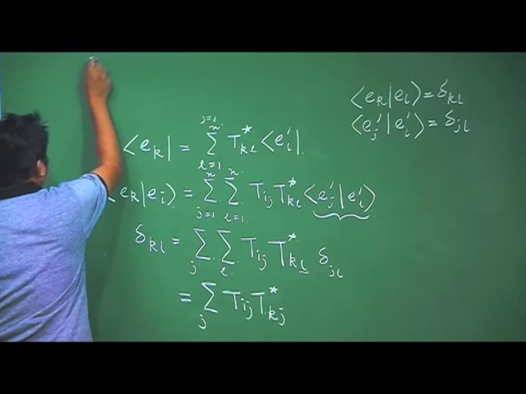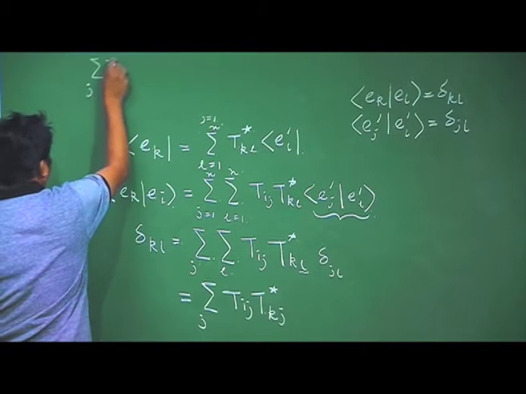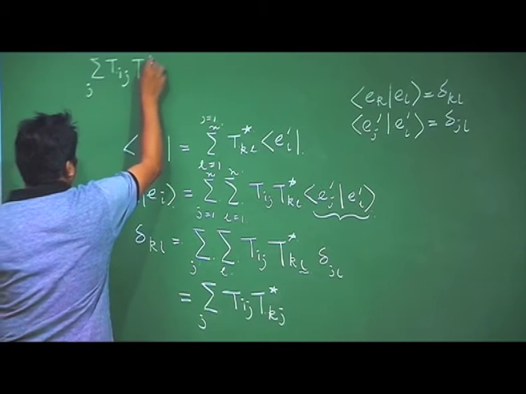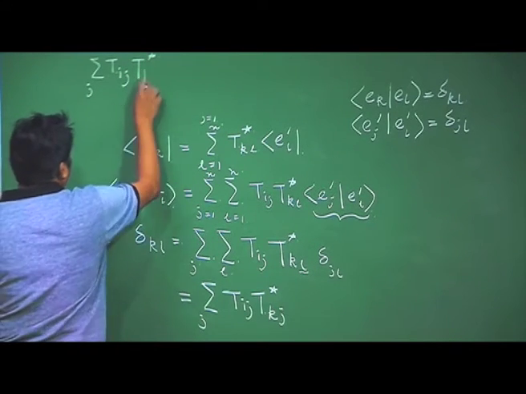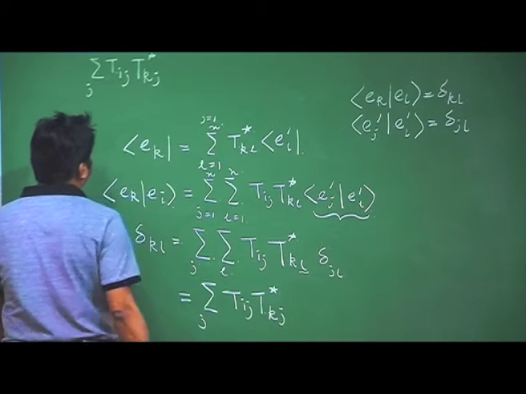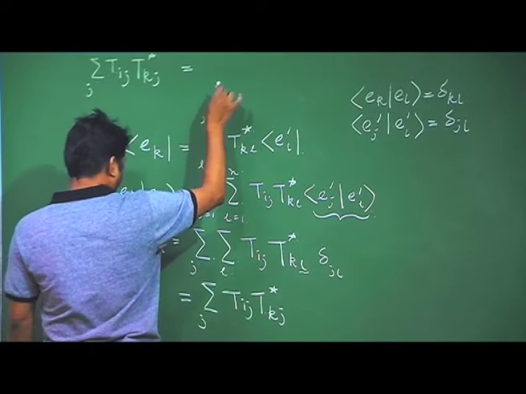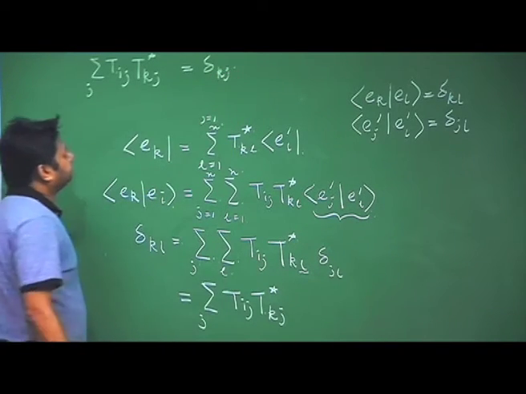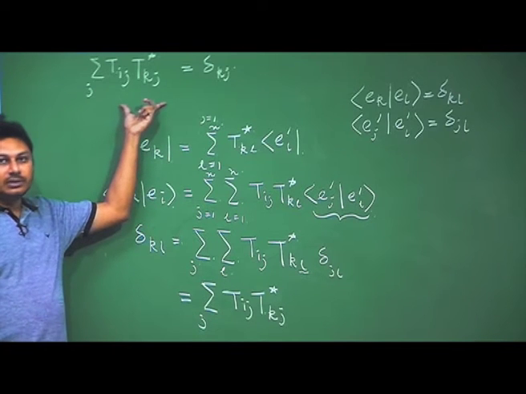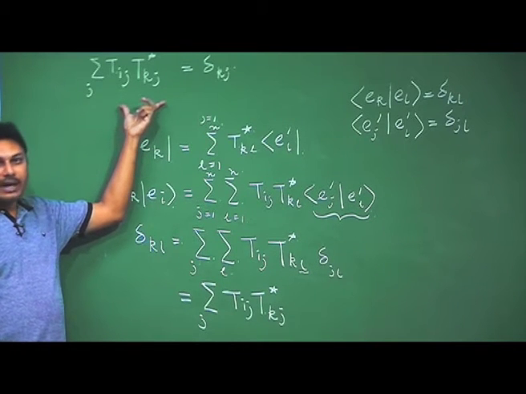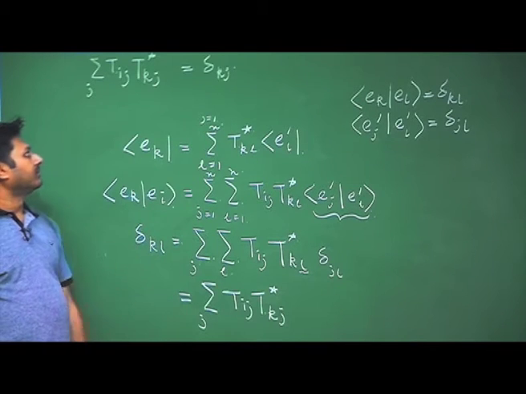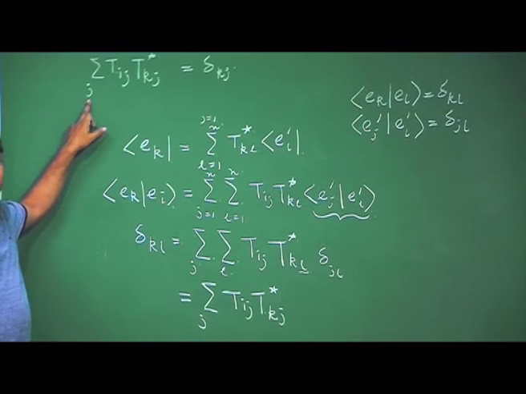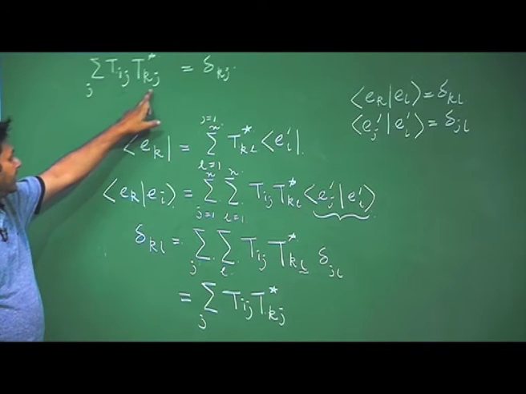So finally I have Σ_j T*_ij T_kj = δ_ik. This equation I got by putting in all the conditions. Now look carefully at what the meaning of that is. j is summed over here. So here is a j, here is a j.